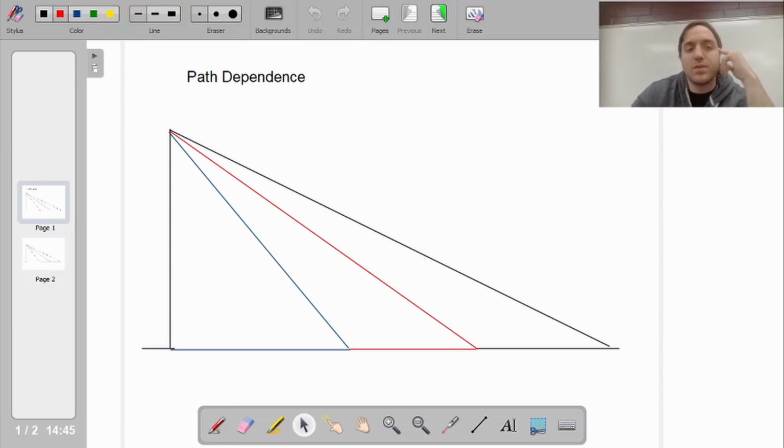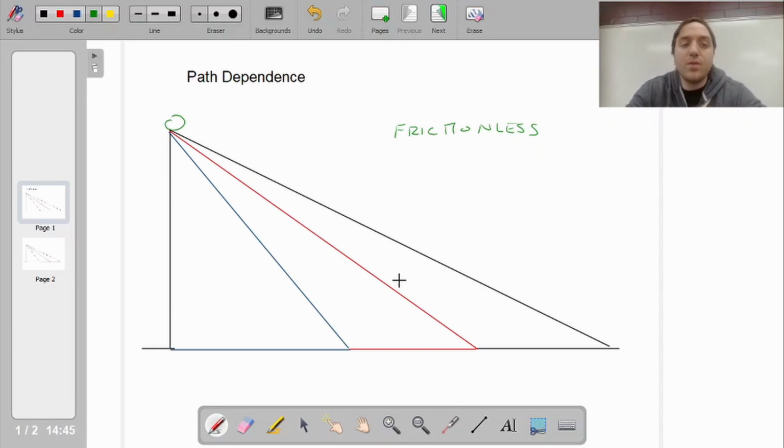Consider three ramps, the blue, the red, and the black. And I put a ball on the top. Now, in a frictionless situation, no matter which path the ball would go down, the change in energy would be identical. Up at the top, they would all have the same amount of Eg, because Eg is entirely dependent on height, and they're all to the same height.